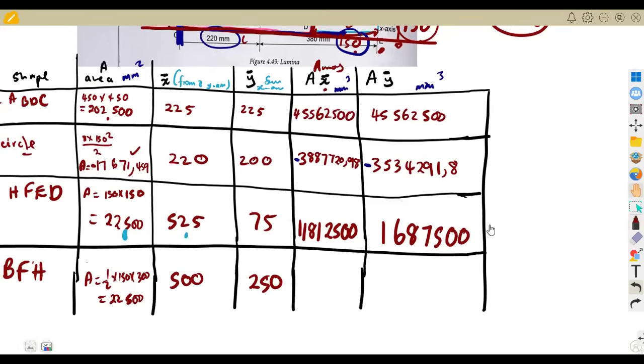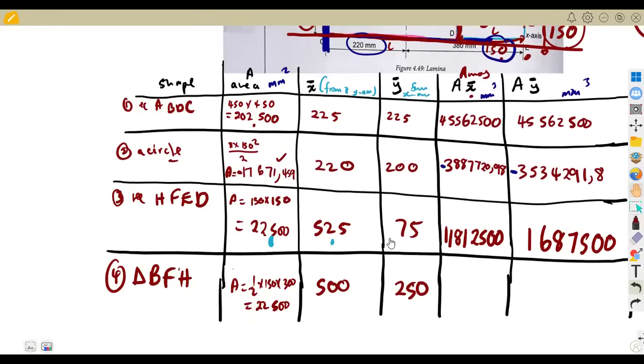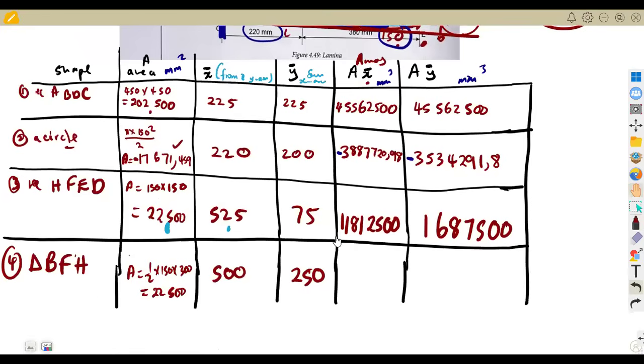Is it connected on top of another shape? Is there a distance moved first? You move first the distance, then you apply the centroid concept. The centroid concept comes after the distance that is on the diagram has been moved first. So that is the idea there.